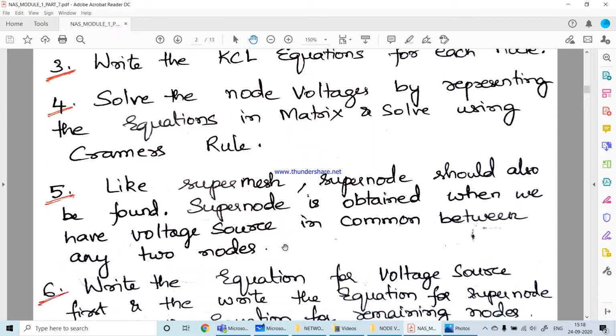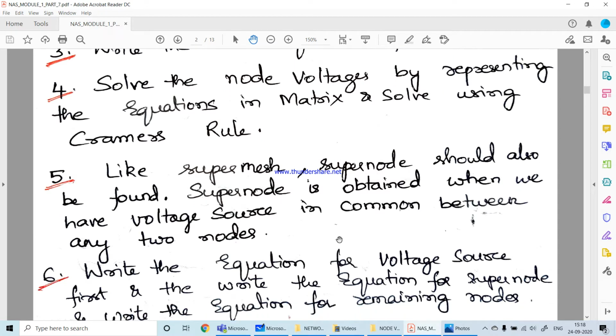Similarly, what we found as a super mesh in mesh analysis, here also we will have a super node in node voltage analysis. The super node is obtained when we have a voltage source in common between any two nodes. There we used to see a current source in common between any two meshes. Here we see that a super node will come when we have a voltage source in common between any two nodes.